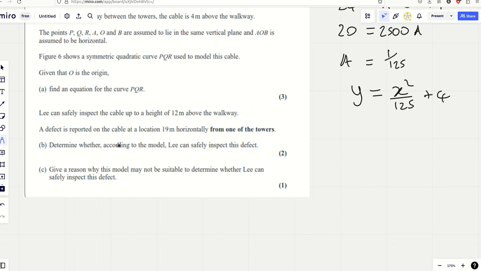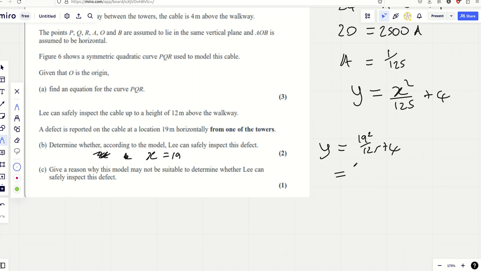Okay, Lee can safely inspect the cable up to a height of 12 meters above the walkway. The defect is reported on a cable at a location 19 meters horizontally from one of the towers. So x is 19. Sorry about the yawning, a bit tired. So x equals 19. I'm just going to plug 19 into here. I'm going to get y equals 19 squared over 125 plus 4. I'm going to use my calculator for that. It's 361 over 125 plus 4, but let's just see what that is.